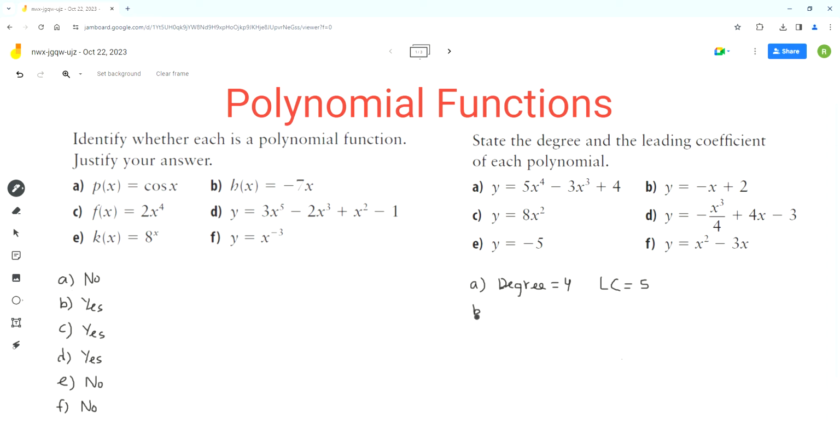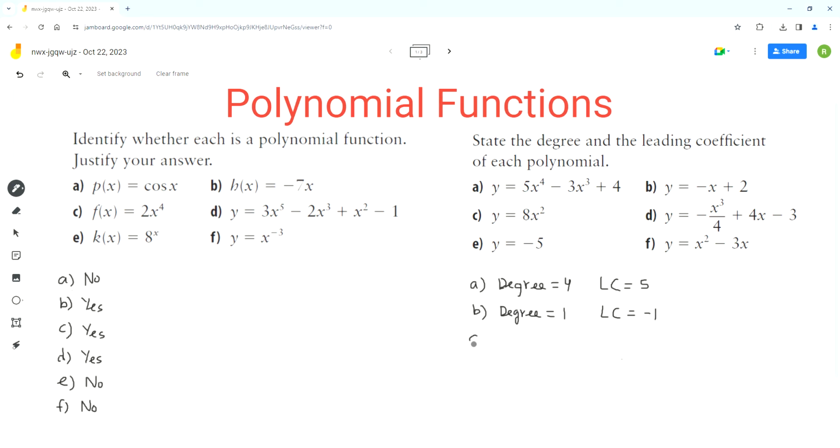Now we can do part B. In part B, we are given y equals negative x plus 2. Here there is an x term, and the exponent on the x term is that invisible 1, because we don't write 1 as an exponent. And that's the highest power on x in this function. So the degree here is equal to 1. Now the leading coefficient is the coefficient of that term. In this case, the coefficient of that term is negative 1. There is an invisible 1 because we don't write 1 as a coefficient.